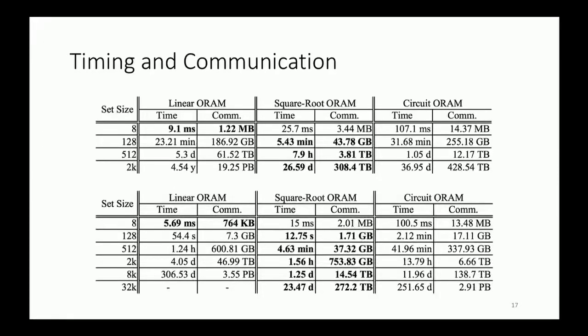So here are the experimental results for different set sizes and different ORAM schemes. The upper table shows the result for regular execution. The lower table shows the result when using early termination. For experiments that took more than a few hours, we use our cost function to get the result. I know these numbers may sound astronomical, but this is due to the hardness of this problem.